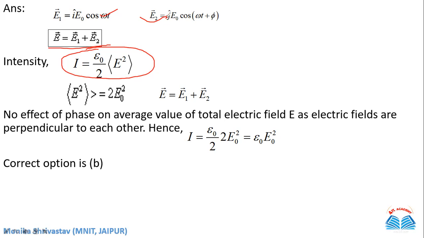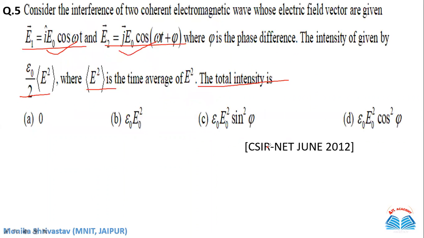Remember this line. The average of E square will always be greater if there are two different components of the electric field. Okay, so there will be no effect of phase on the average value, and that is why we will just put this 2E square here and we will get epsilon naught E naught square. So the correct option will be option number B.